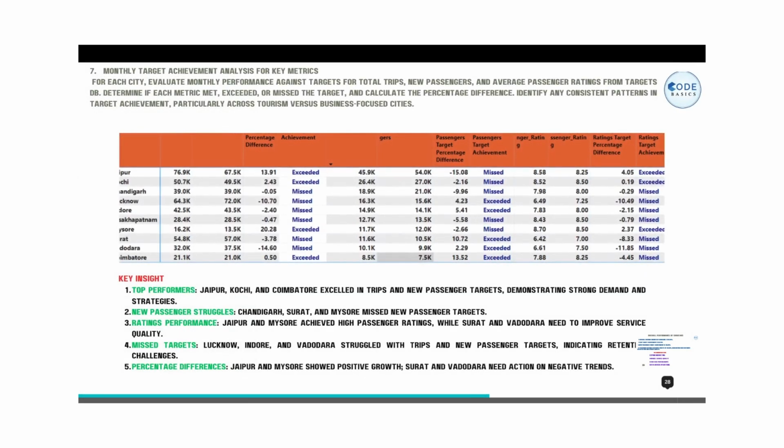Question number 7 is monthly target achievement analysis for key metrics. From these metrics we can say that top-performing cities like Jaipur, Kochi and Coimbatore excel in trips and new passenger targets, demonstrating strong demand and strategies. New passenger struggles: cities like Chandigarh, Surat and Mysore missed new passenger targets. Cities like Jaipur and Mysore achieve high passenger ratings, while Surat and Baroda need to improve service quality. Lucknow, Indore and Baroda struggle with trips and new passenger targets, indicating retention challenges. Jaipur and Mysore showed positive growth. Surat and Baroda need action on negative trends.